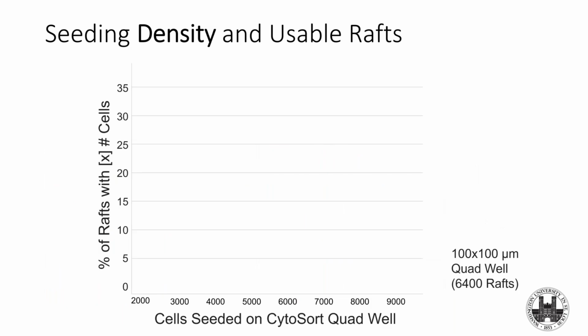Here's what Poisson does look like on these arrays. So this is one quad of a CytoSort array. So this array has 6,400 Rafts in it. And so this, on the left, is the percent of Rafts that have, in this case, one cell. And so you can see that, if you add a very small number of cells, about a quarter of the Rafts have a single cell. And if you add more, up to about 1 to 1, that's where you get kind of the optimal number of Rafts with a single cell.